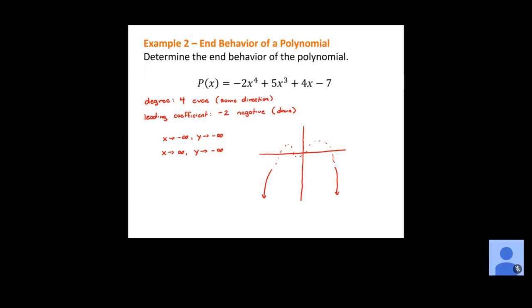And eventually we're going to get to the point where we can describe exactly what's happening in between also. But for right now, we're just worried about the end behaviors. Both ends are going in the same direction, and they're both going down. Any questions about that one?